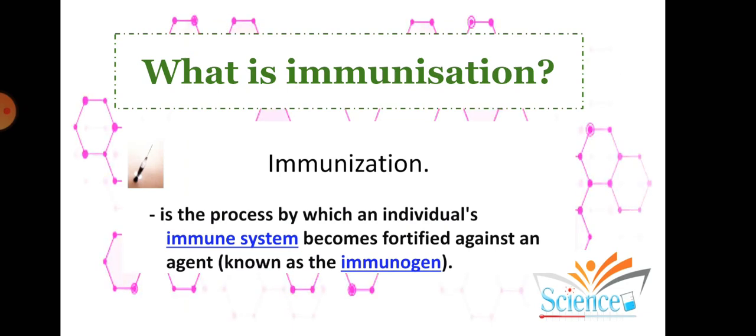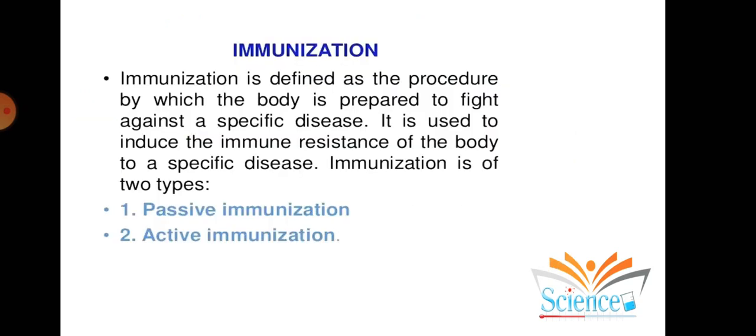Now, what is immunization? Immunization is the process by which a person's immune system is made more resistant against infectious disease. This is done by administering a vaccine. So, immunization is improving the immune system of the body, right? That is called immunization. We have two types of immunization: one is passive immunization, and the second is active immunization.